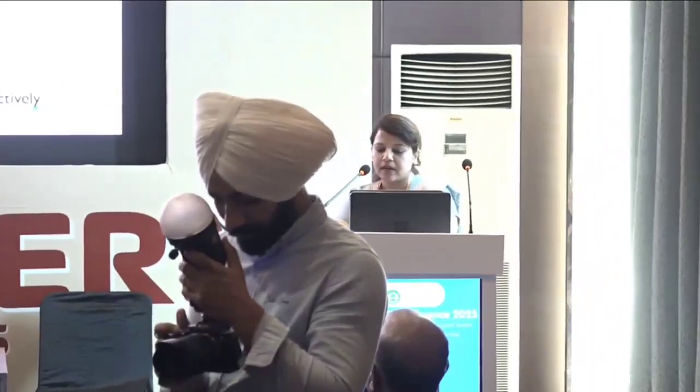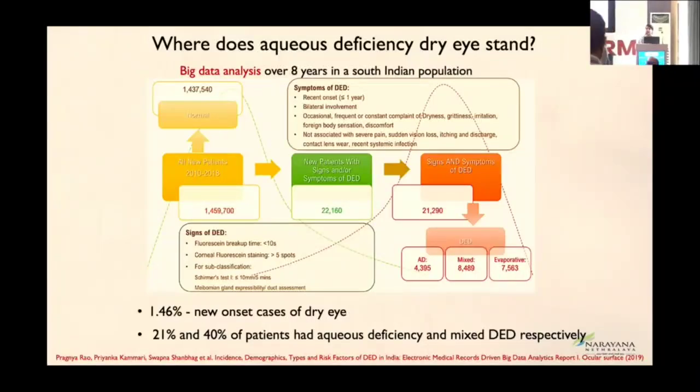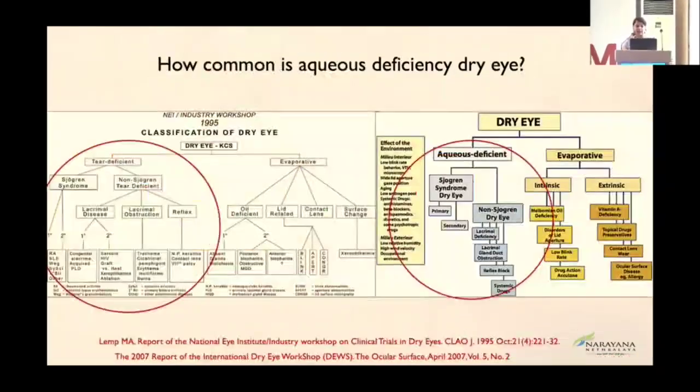Today, let us talk about dry eye disease with respect to aqueous deficiency and what can we do beyond lubricants to treat such patients. First of all, how frequent is aqueous deficiency dry eye? In our clinic, we see around 20% of patients to have aqueous deficiency dry eye disease and 40% will have mixed, that means evaporative and aqueous deficiency dry eye disease.